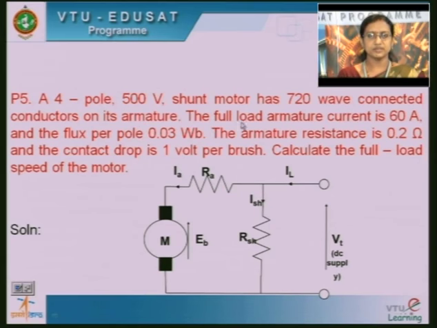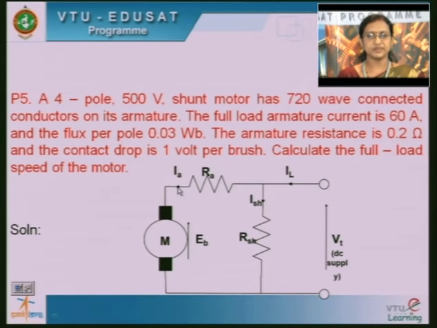In its armature, the full load armature current is 60 ampere. At full load, the armature current given is 60 ampere and the flux per pole is 0.03 Weber. The armature resistance is 0.2 ohm and the brush contact drop is 1 volt per brush. Now, we have to calculate the full load speed of the motor.